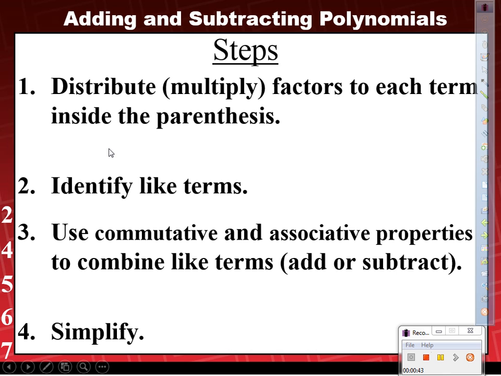Now these steps, guys, are going to work for today and the next days when we do multiplication of polynomials. But what are we doing today specifically with polynomials? Adding and subtracting. But notice step 1. What does step 1 say? Multiply. Are we multiplying today? No. This will be for the next lesson. Okay, but I want to use all these steps. Okay, copy that, please.